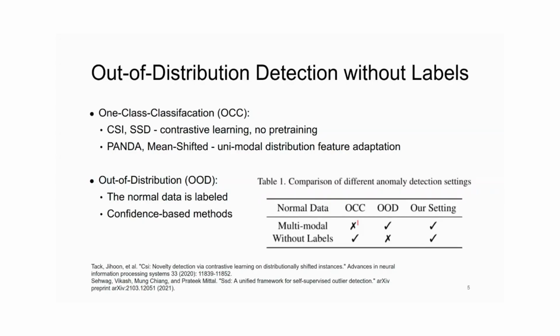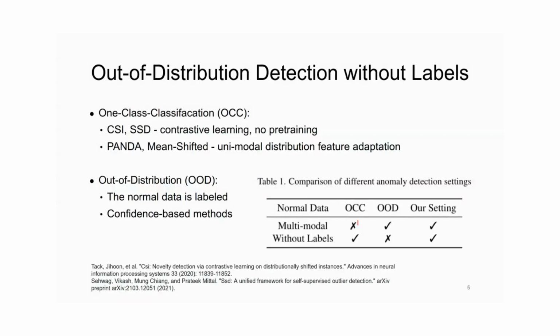Somewhat similarly, the out-of-distribution detection community also looks to detect never-seen-before samples, but they do assume labels on the normal data, so they can train a classifier on the normal data and use it to identify anomalies. For example, looking for low confidence in the class prediction as indicating a never-seen-before sample.